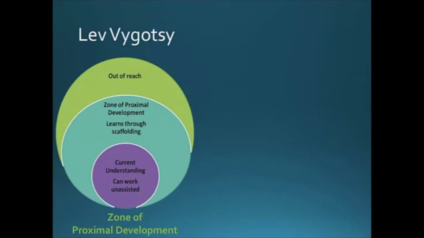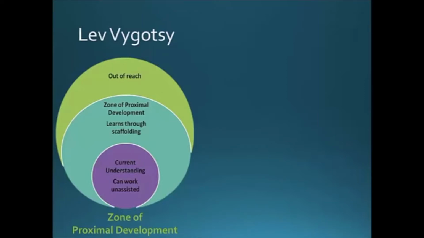Vygotsky created the zone of proximal development to explain how a child learns to complete a goal. The zone of proximal development states that a child will first be unable to complete a goal, and it will be out of his reach. After he has assistance from a teacher or mentor providing scaffolding, he will then be able to complete the goal with help.